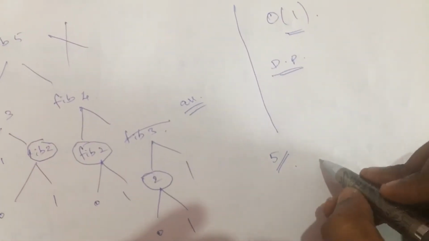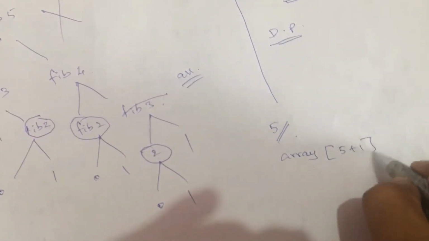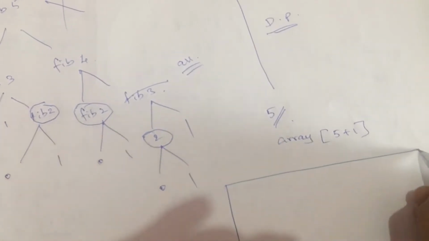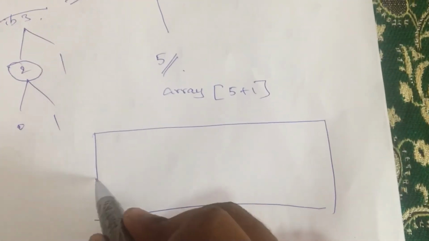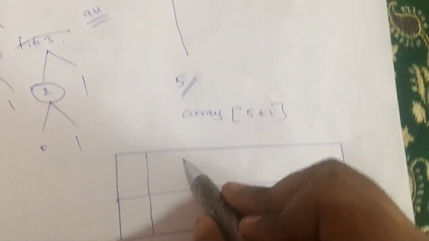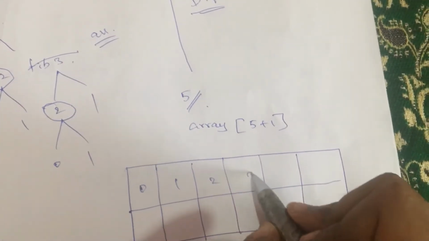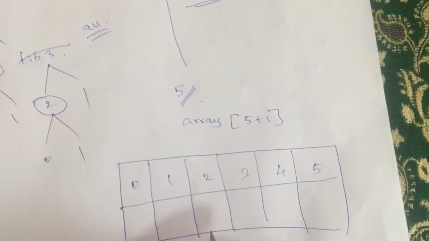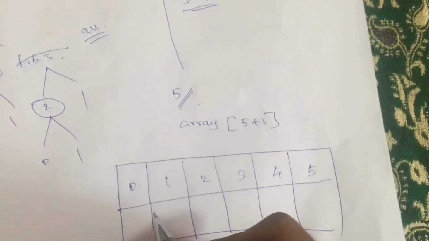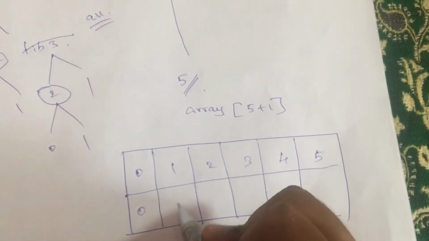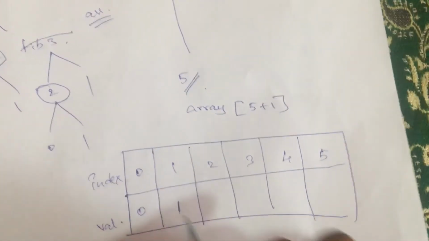I will be creating an array, and the size of the array will be 5 plus 1, so it will be 6. Now we have an array block which consists of 6 elements. So let's create an array which consists of 6 elements, 1 2 3 4 5 and 6. Let the index values be like this, and now I'll be filling the first two boxes alone. The first box will be 0, the second box will be 1. So this is the value, and let's assume this is the index.